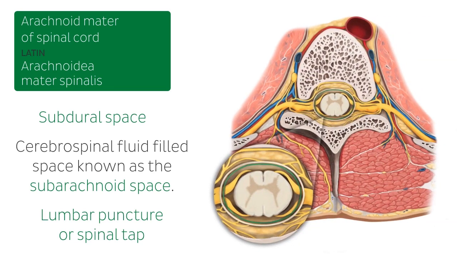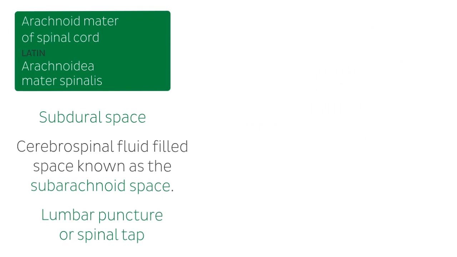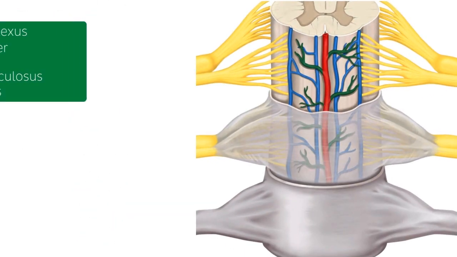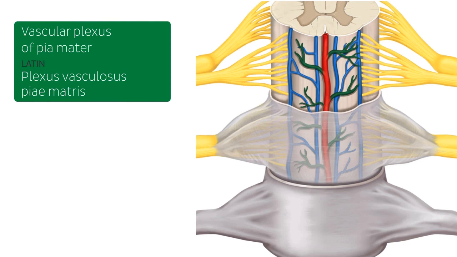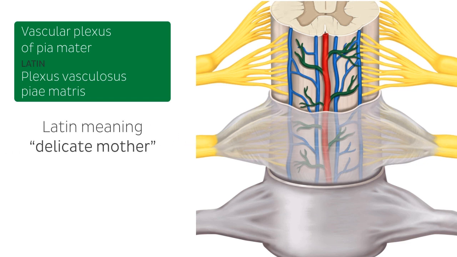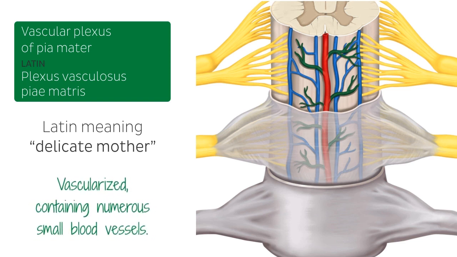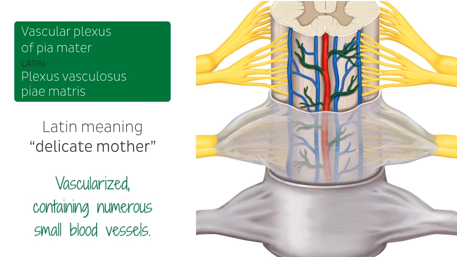The innermost layer of the membranes of the spinal cord is the pia mater. The pia mater is very thin and transparent, which is the reason that the only visible part of this structure is its vascular plexus. The word pia comes from the Latin meaning delicate mother. It firmly adheres to the surface of the spinal cord and is vascularized, containing numerous small blood vessels that penetrate into the spinal cord. Here in this illustration, you can see the vascular plexus of the pia mater.